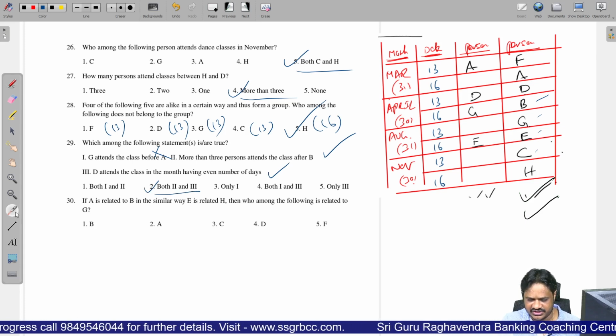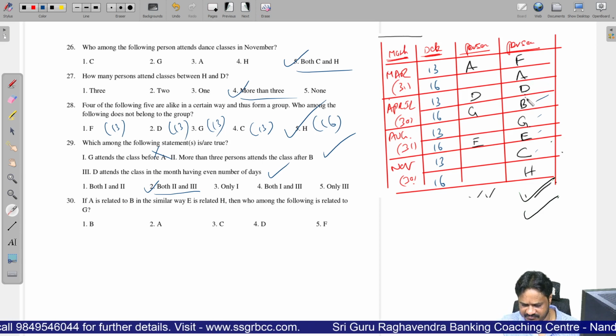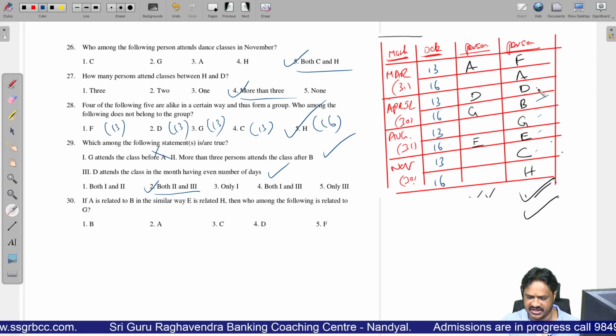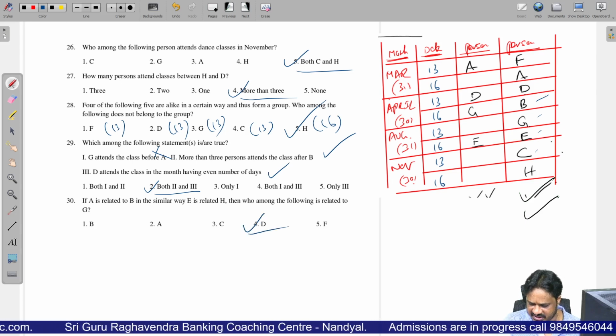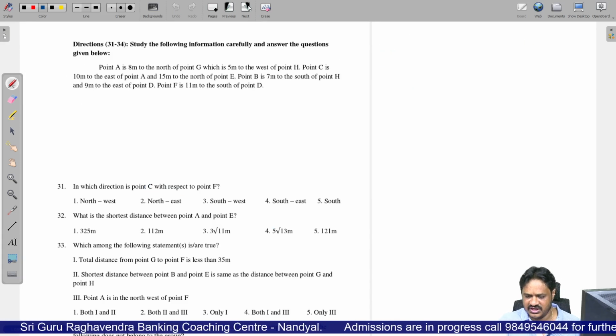If A is related to B, one gap. E is related to H. Who is related to G? Who is related to G means before G, if you take one gap, what is the answer? D. So, D is the correct answer. Option 4. Let us see the next one.